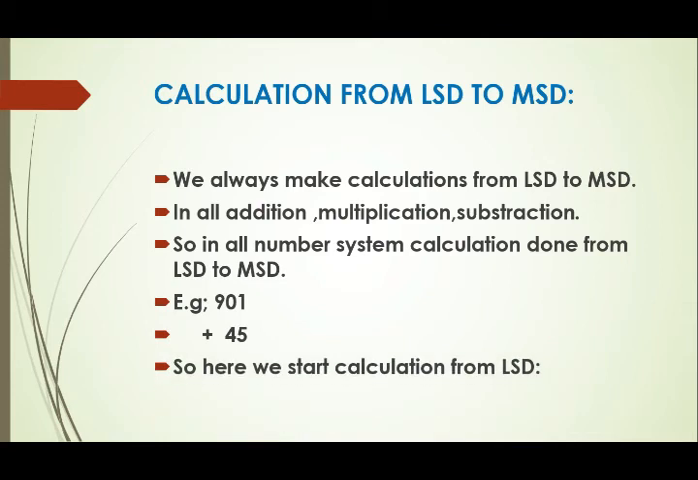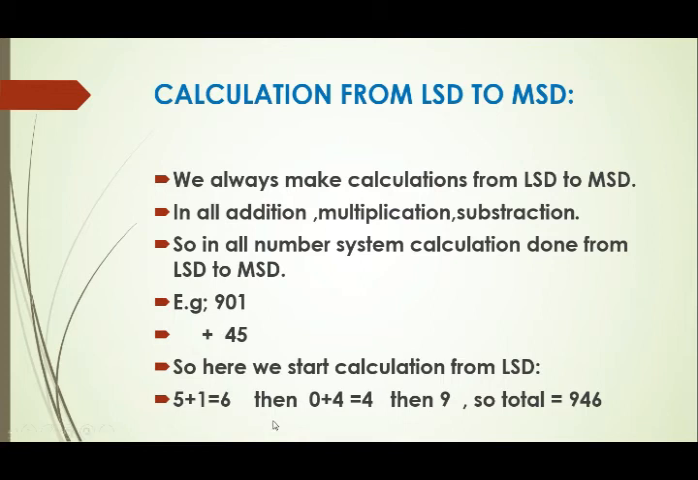See here an example, 901 plus 45. So how do we add these numbers? First 5 plus 1 is equal to 6, 0 plus 4 is 4, and at the end 9. So it's 946. So calculation will be done from LSD to MSD.